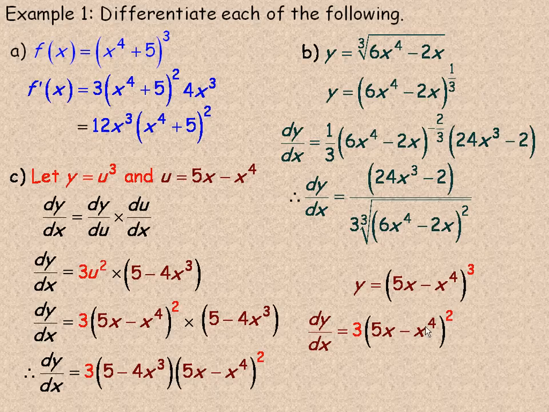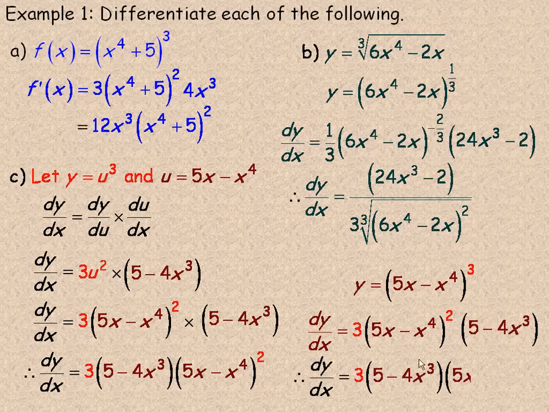Evaluate it at 5x minus x to the fourth, and then we multiply by the derivative of in here, which of course is 5 minus 4x cubed. That's the derivative of what's inside here. And this actually is really the same as what's written here. There's the 5 minus 4x cubed on the end. 3u squared, well, this is u, so 3u squared is really the same as 3 times 5x minus x to the fourth squared. And then, of course, I would just rearrange like I did here, and there's my same derivative.